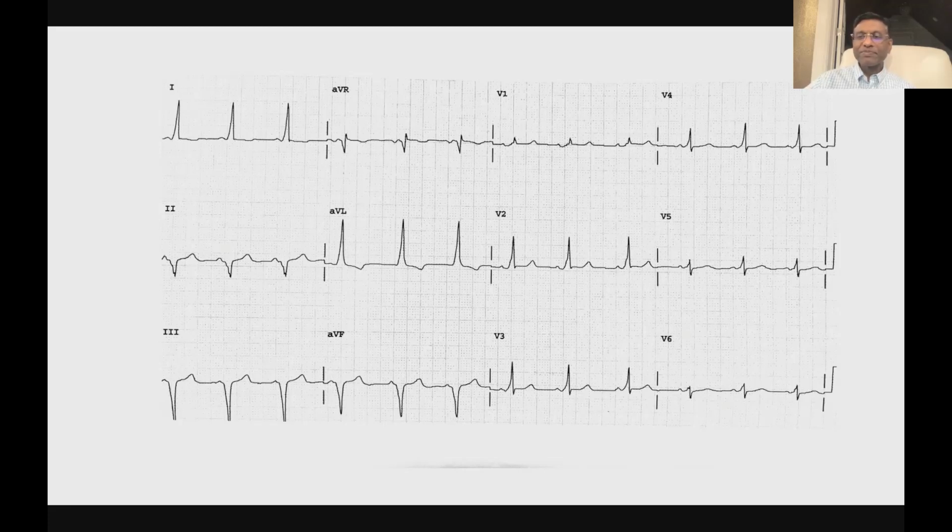So this is an ECG showing sinus rhythm with normal axis. There are Q waves in leads 2, 3, and aVF. So it looks like an inferior wall MI.